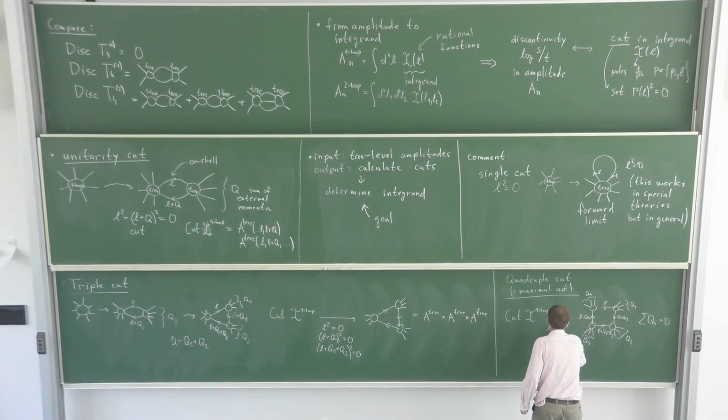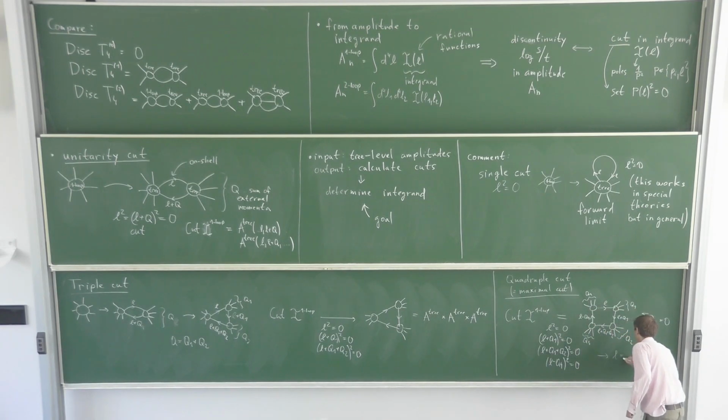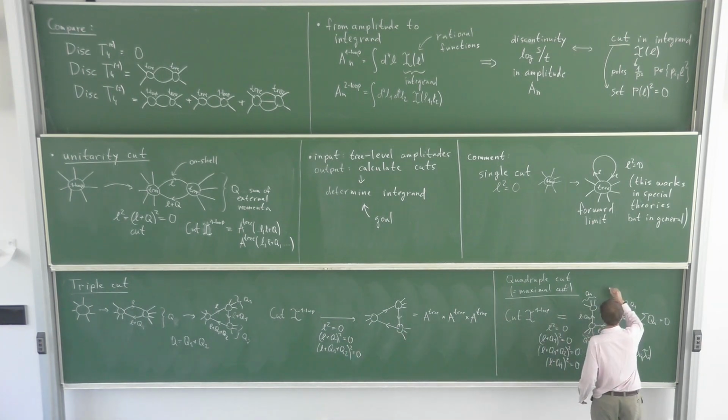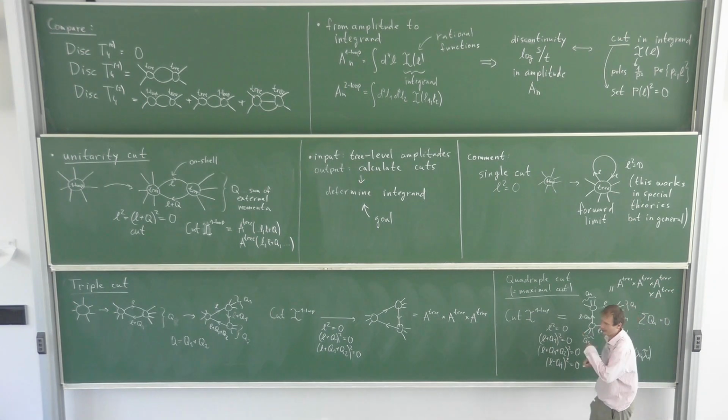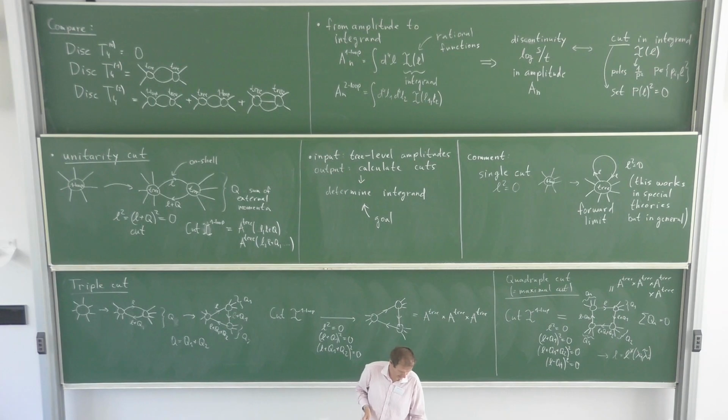In this case, all these internal lines are on shell, so I'm imposing four conditions on L. So L is completely specified. On this cut, L is equal to some L star, which only depends on lambda and lambda tilde of all external particles. There is no more degree of freedom left in L. It started as four, now it has zero. And as you can see from the picture, this is a product of four tree-level amplitudes. I'm writing it very schematically. I would have to label it and say exactly what the labels are, but it is clear from the picture what they are.